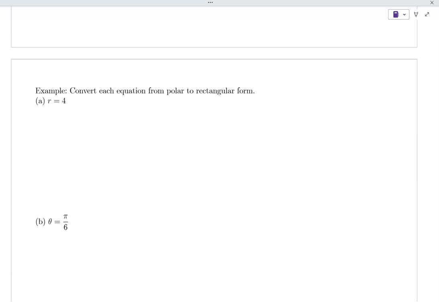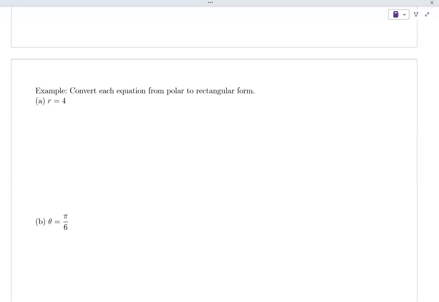Let's look at part A here. In part A, we've got r equals 4. Let's just remind ourselves, what kind of a shape do you get if you think about graphing this in polar? This says r has to be 4. Theta can be anything, but r has to be 4. What kind of a shape do you get? A circle, right? It's centered in the pole, radius 4. That's why we use r as for radius. So we get a circle of radius 4.